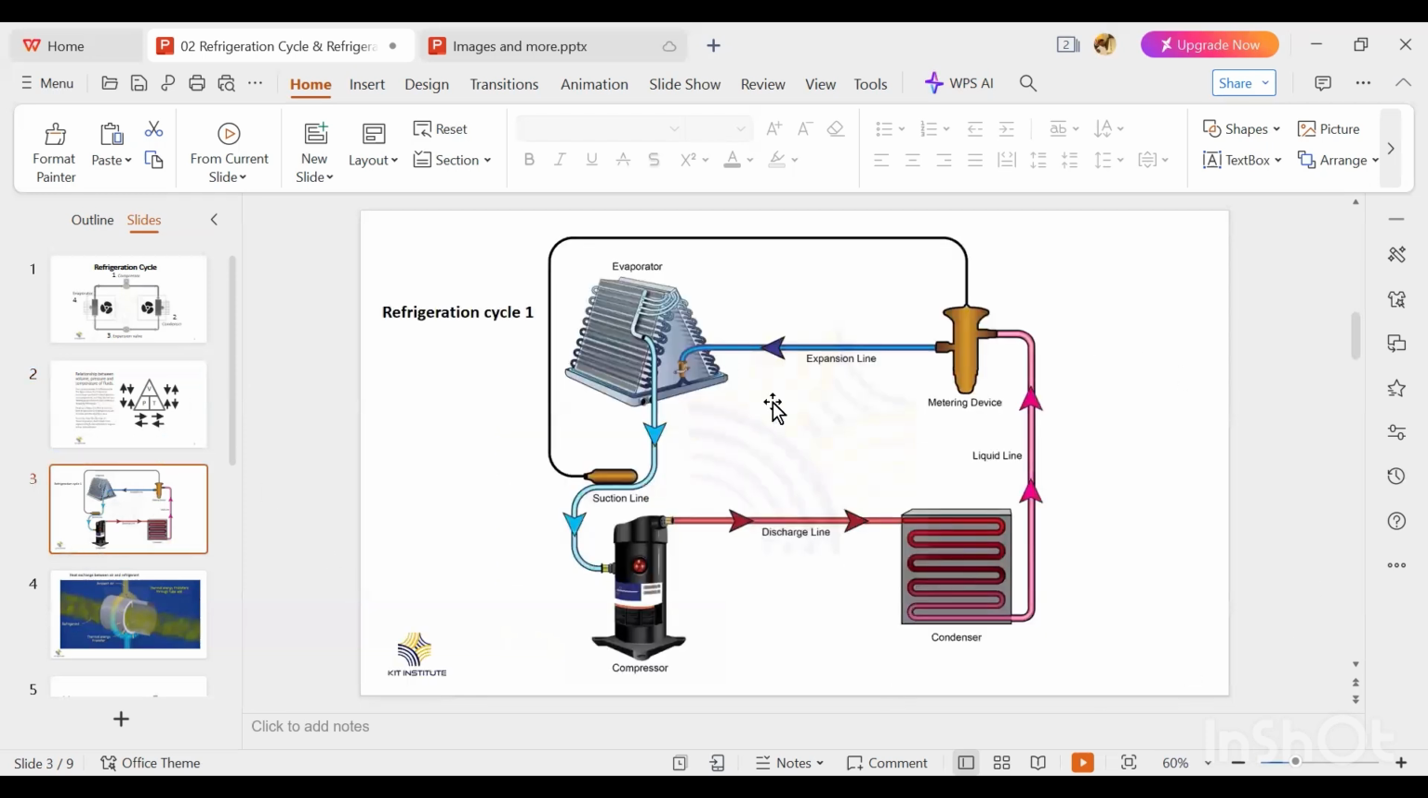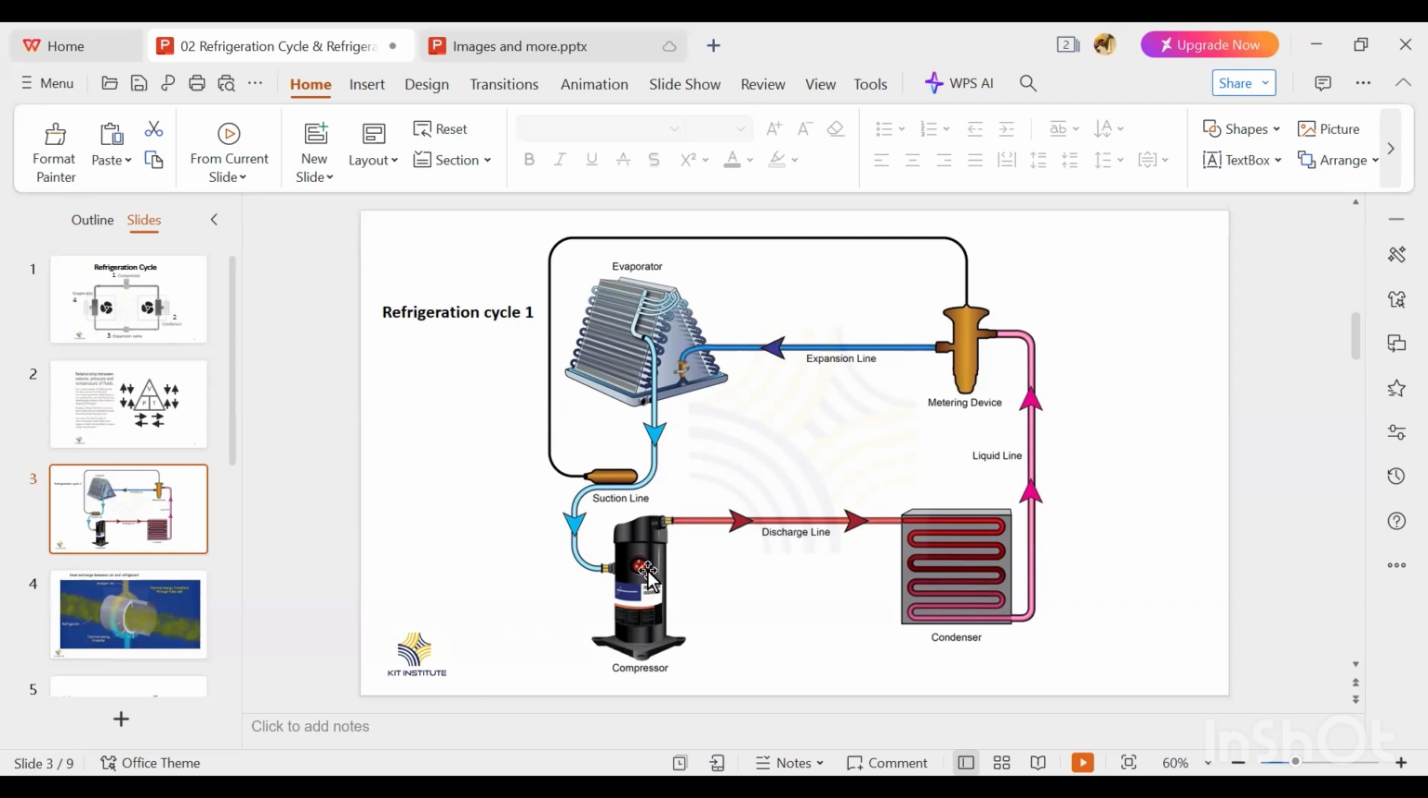This diagram is a further explanation of the refrigeration cycle. Yes, this is now another type of evaporator, a coil. This is supposed to be inside our rooms. Then the expansion valve or metering device. Then this is the distribution line, the expansion line, leaving the expansion valve into the coil.